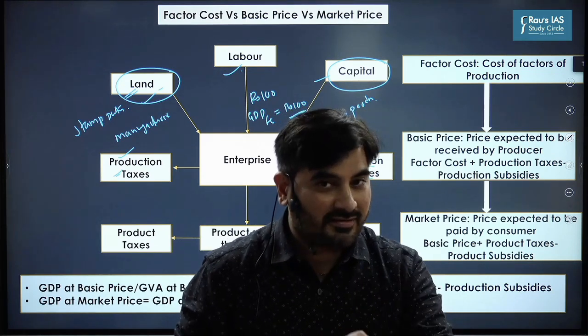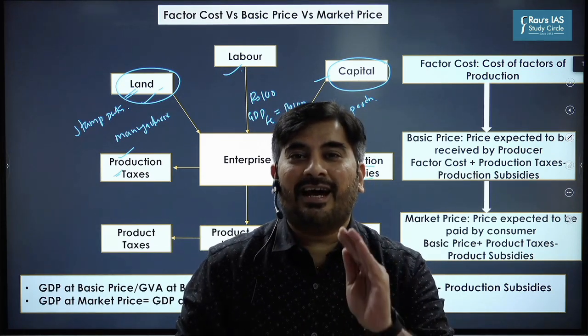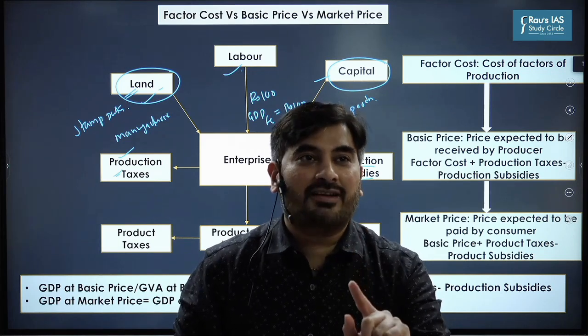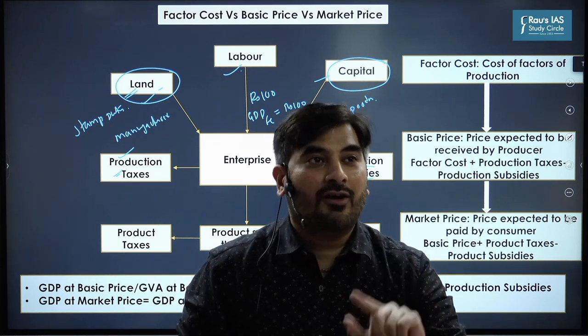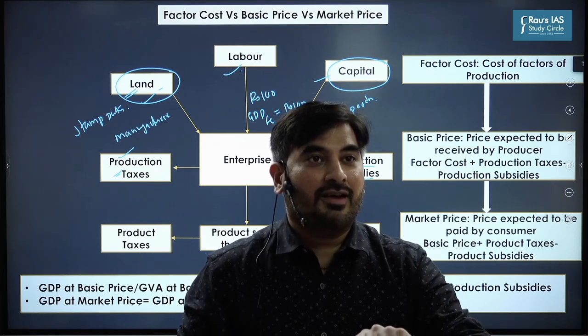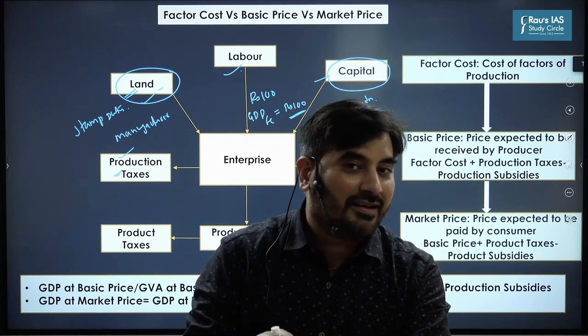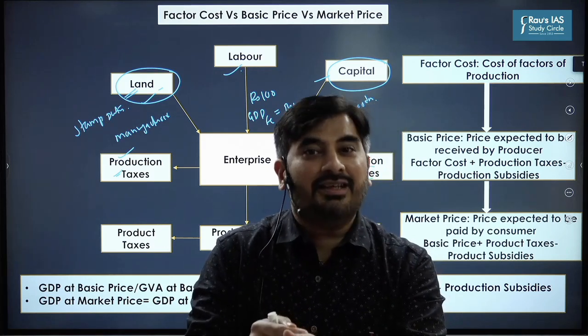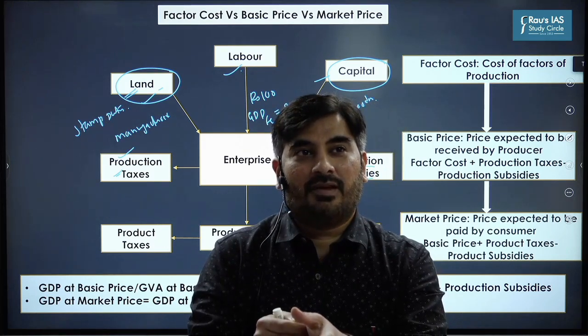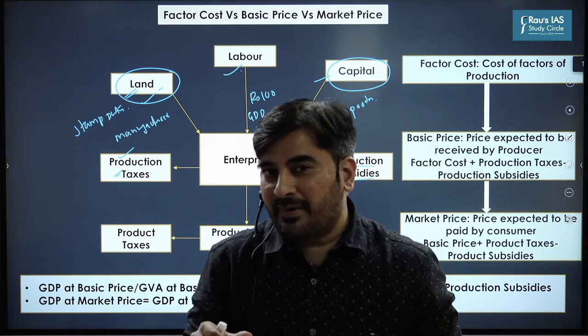Once again, you must understand here, production subsidies are not given on per unit of product. They are always given on what? On the factors of production. So whenever the government is subsidizing land, capital, what do we call that? We will call that production subsidies. Now, how do you calculate the basic price?